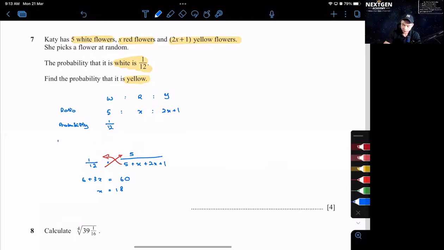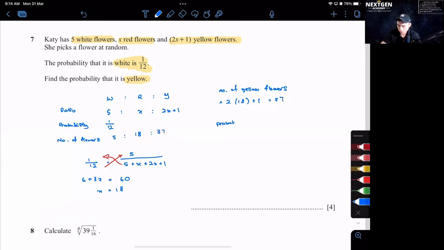Maybe I can write here, that is number of flowers. We know here is 5. This is 18. Can I find yellow flowers? Number of yellow flowers, which is represented by 2x plus 1, right? So I can put 2 times 18 plus 1. So I would get 37 flowers.